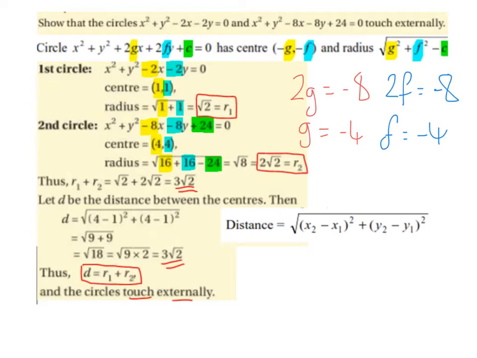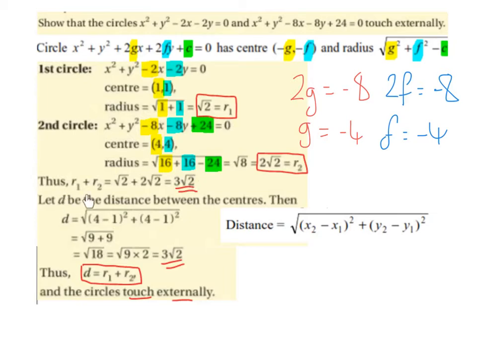So now what we're going to do is take radius 1, which is root 2, and radius 2, which is 2 root 2, and we're going to add them together. And we end up getting 3 root 2. So the two radii added together is 3 root 2.